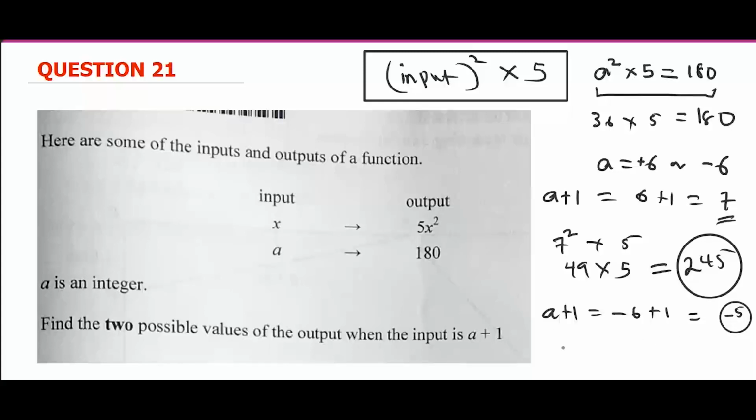So the input is now minus 5. It will be minus 5 squared times 5. In this case, minus 5 squared will be 25, times 5, that is 125. So these are the two possible outputs when the input is a plus 1. The first one is 125 and the second output is 245. So let's go to the next question.